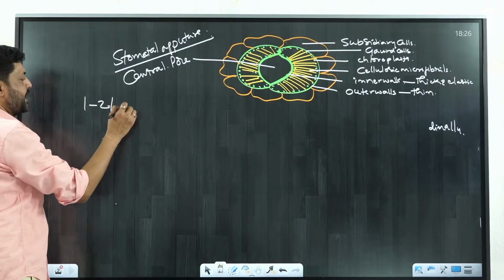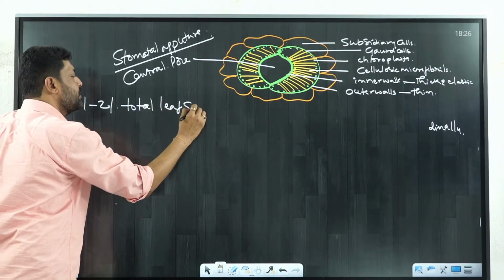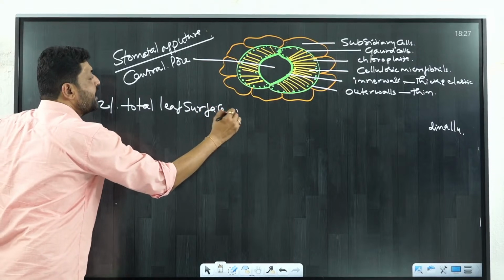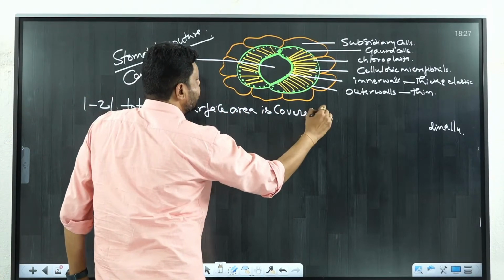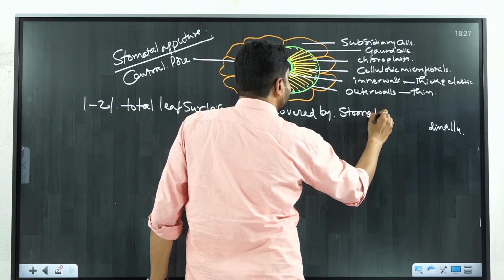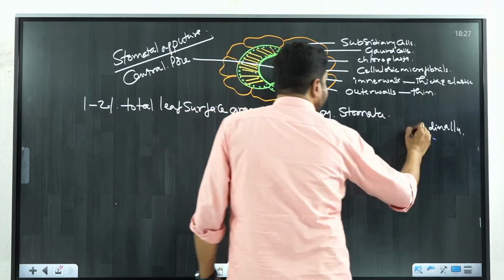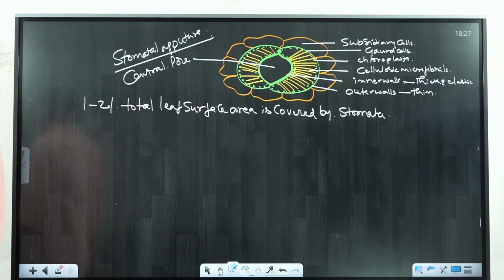1 to 2% of the total leaf surface area is covered by stomata. Could you now understand? The percentage of the leaf surface covered by the stomata is only 1 to 2 percent.